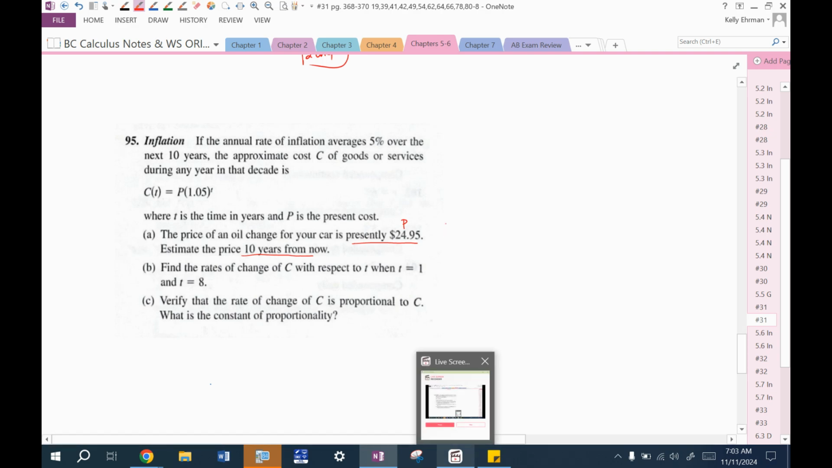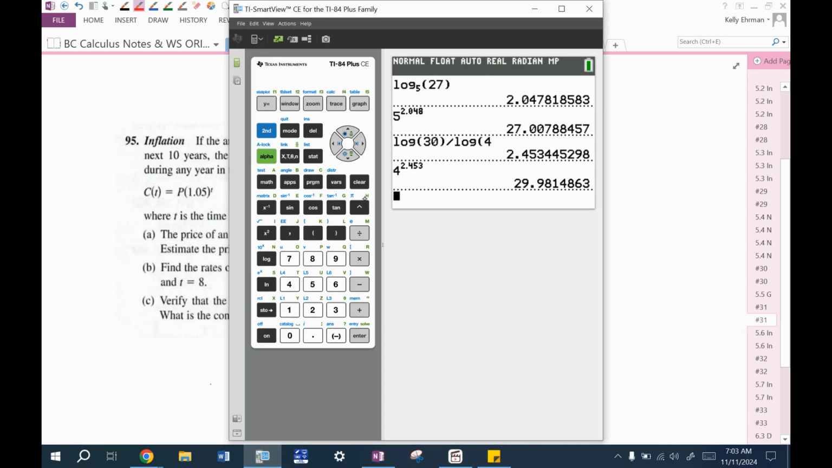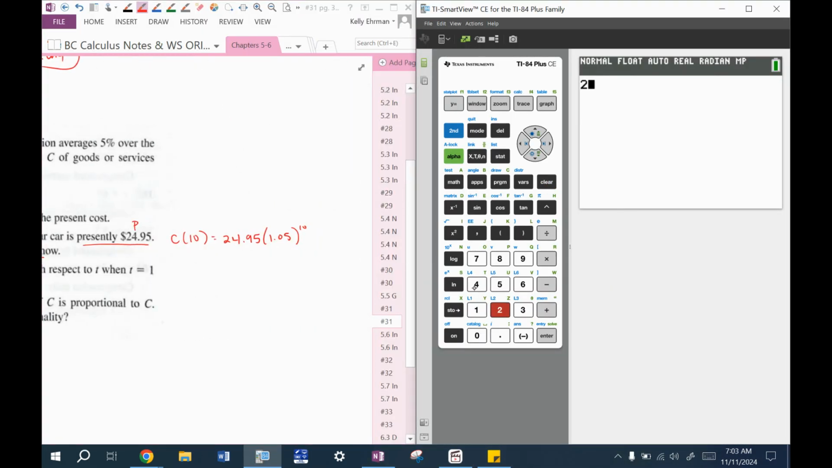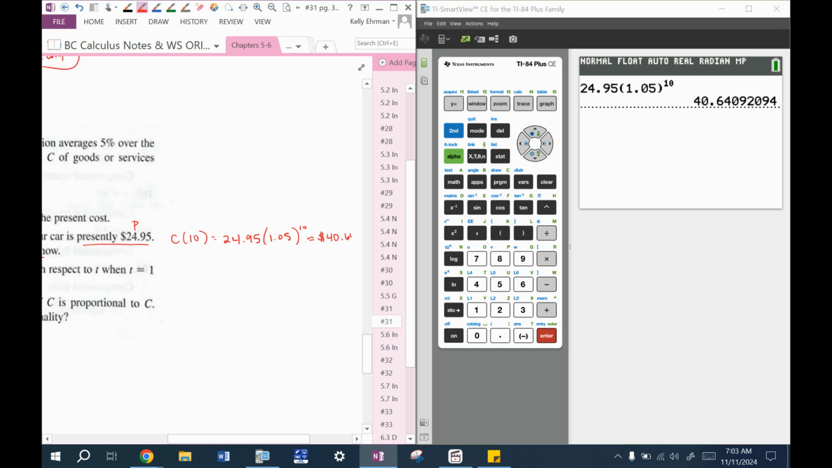All right, so this would be C of 10 equals 24.95 times 1.05 to the 10th power. So this is not really, no calculus involved at the moment. Raising that to the 10th power, I'm going to round this to 2 places because we're talking about a cost. So $40.64 in 10 years.